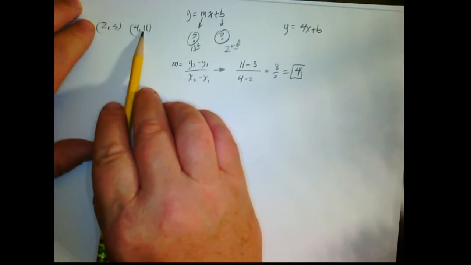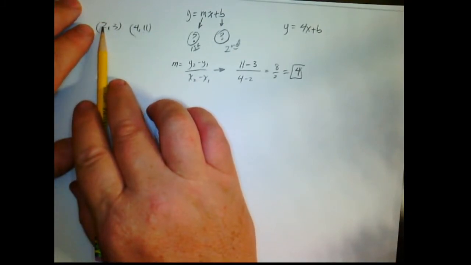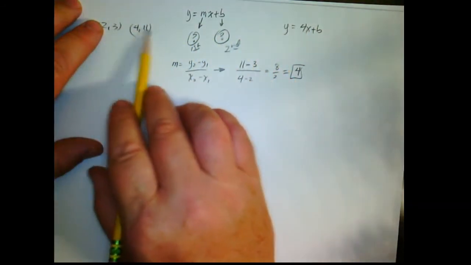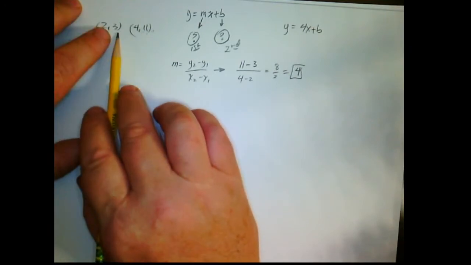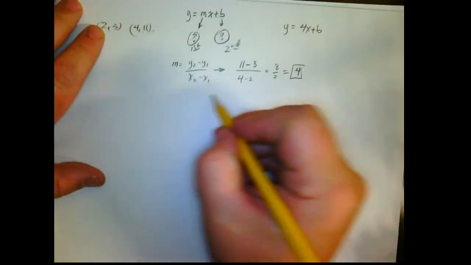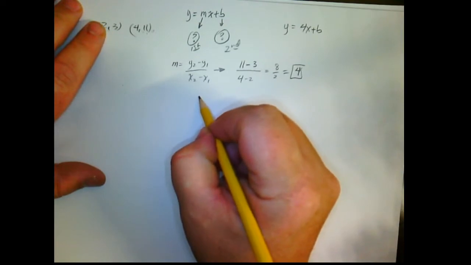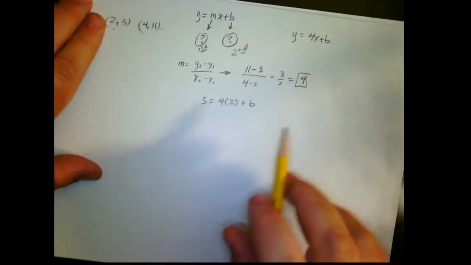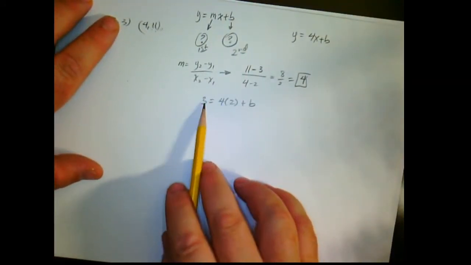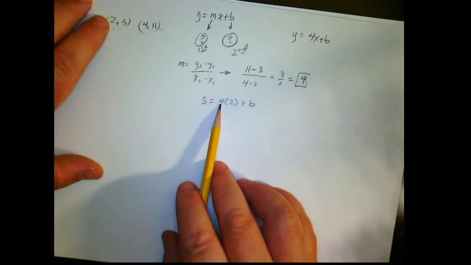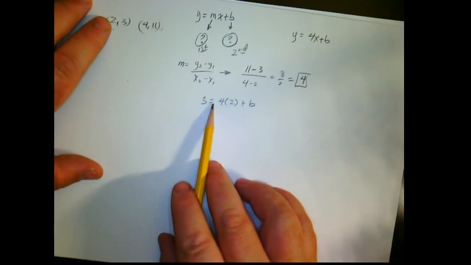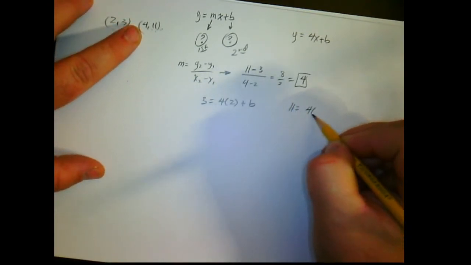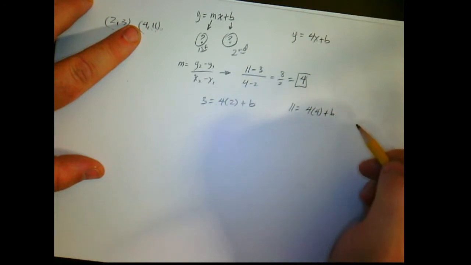But here's the other thing. These are both coordinates that are on the line. So I know that when x equals 2, y is 3, or when x equals 4, y is 11. So I can just pick one. It doesn't matter. Pick one. Plug it in. So I'm going to use (2, 3). So watch this. 3 equals 4 times 2 plus b. Do you see what I did? Here's y. Here's x. That's my slope. You would get the same exact answer if you plugged in the other point.